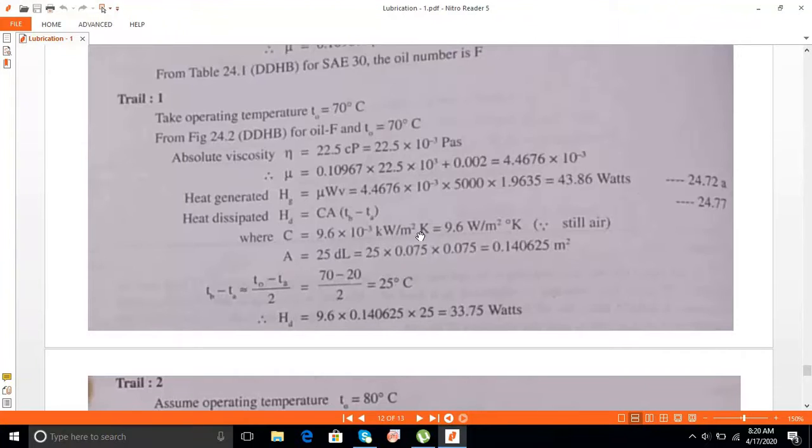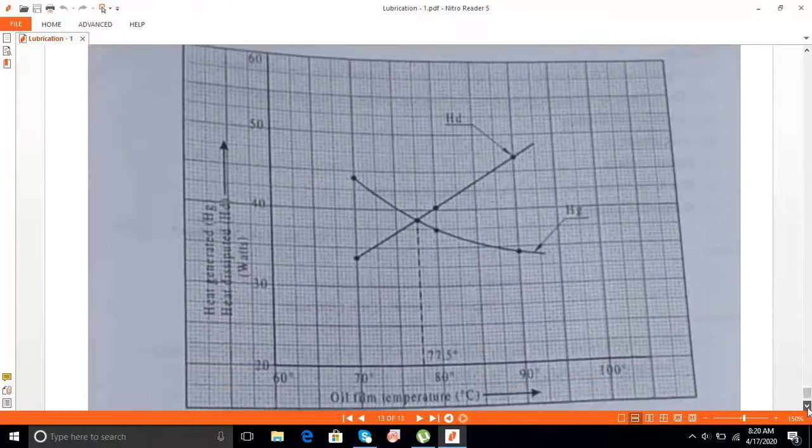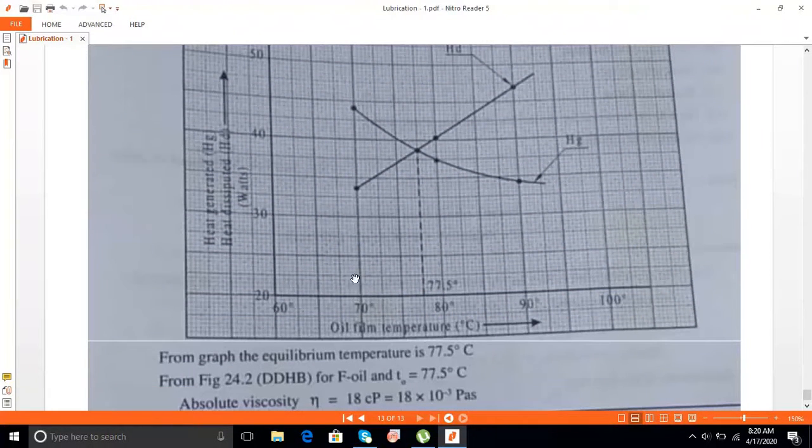So C we are supposed to calculate, A also, 25. So 70 minus 20 divided by 2, we got heat dissipated also. So heat generated and heat dissipated, we get two values, and that is being plotted here. For 70 degrees this is heat dissipated and this is heat generated. Similarly for 80 degrees we calculate two values, and similarly for 90 degrees also.